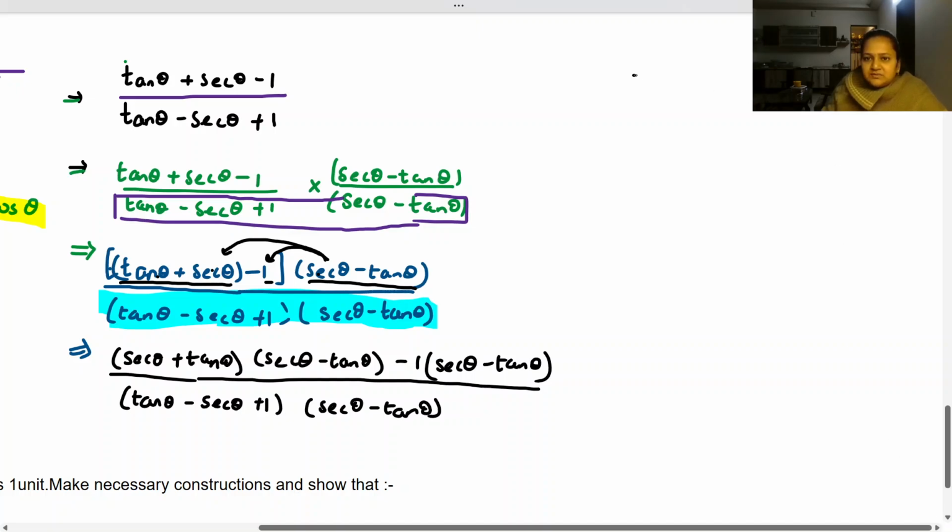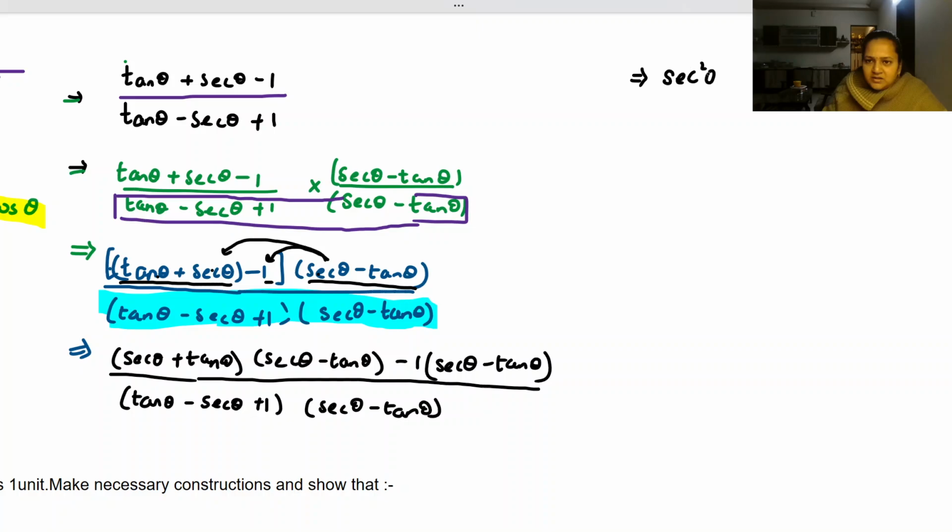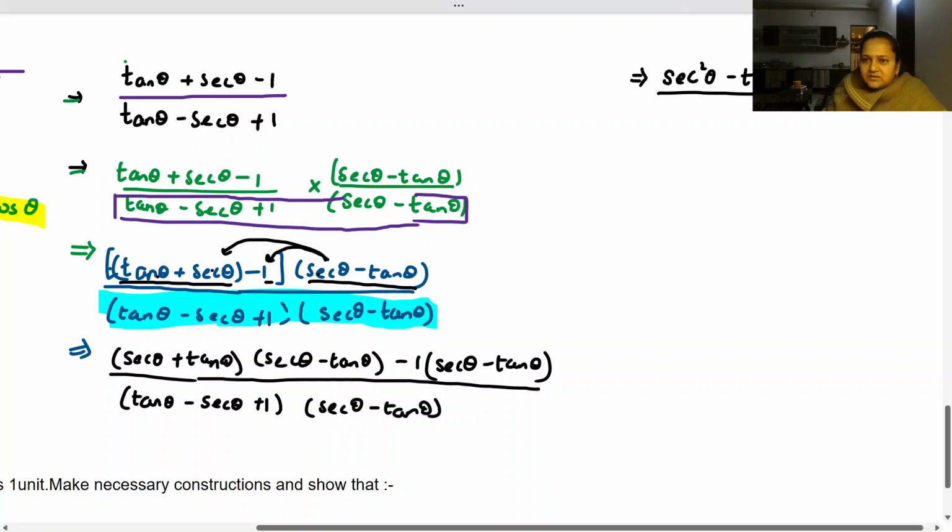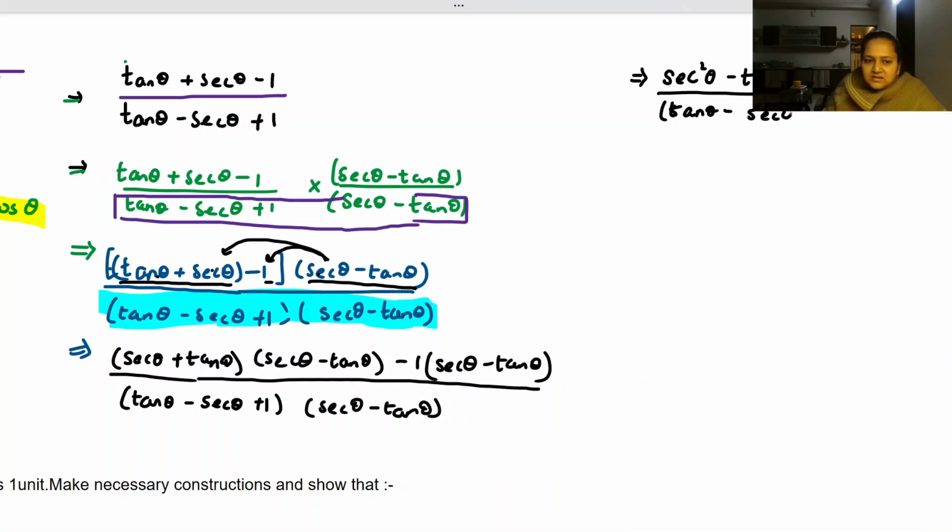So what is the next step then? What is a plus b into a minus b? A square minus b square, so sec square minus tan square. When I open the bracket multiplying with minus 1, we are going to get sec theta minus into minus plus tan theta. Denominator as it is again. Nothing to do in the denominator. We have tan theta minus sec theta plus 1 times sec theta minus tan theta.